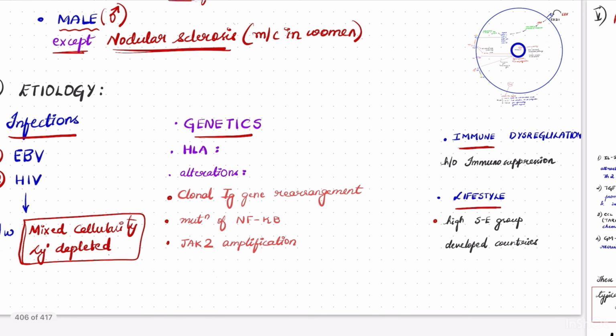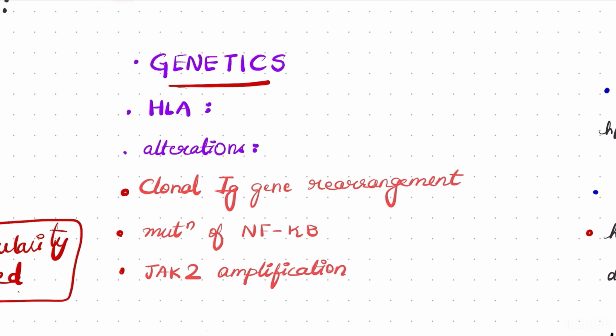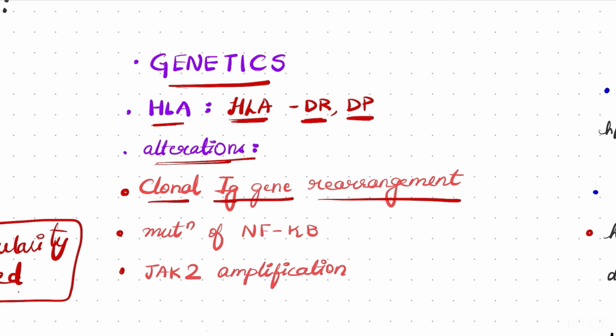Coming to the genetic factors, Hodgkin's lymphoma has a tendency to run in families, especially associated with HLAs like HLA class 2, that is DR and DP. They are most commonly associated with Hodgkin's lymphoma, along with certain genetic alterations. First, clonal immunoglobulin gene rearrangement. Second, mutation of NF-kappa B pathway. Third, JAK2 amplification. I would like to explain the immunoglobulin gene rearrangement.